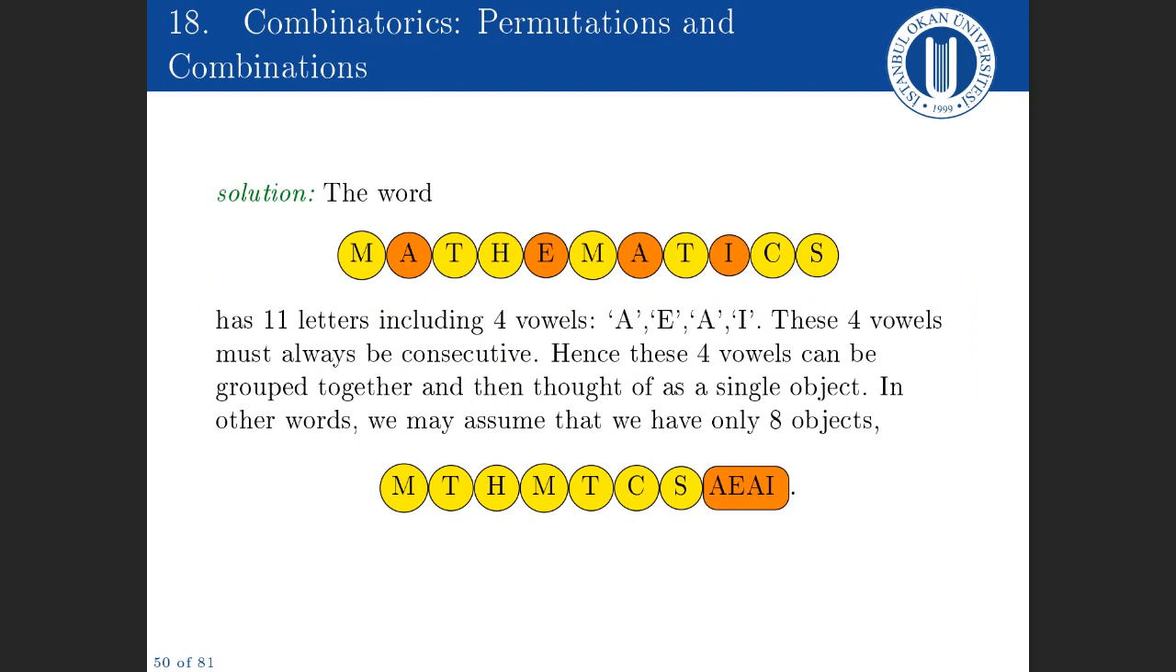So what we can do is group these 4 vowels together and think of them as a single object. So instead of thinking that we have 11 different letters, we're going to think that we have 8 different objects: M, T, H, M, T, C, S, and then all of the vowels.